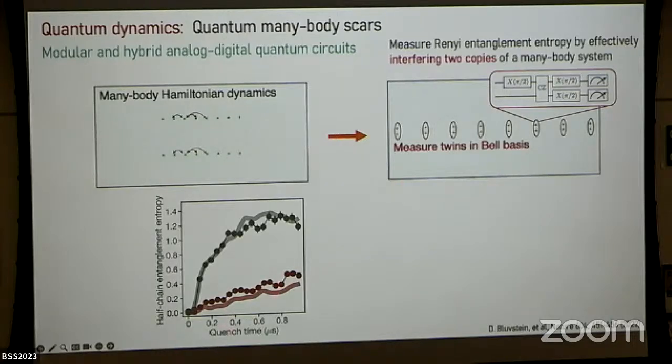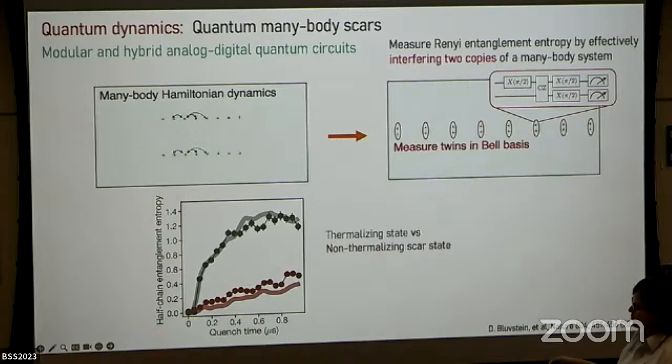Here you see the measurement. We can measure the Rényi entropy of half of the chain. Oh, sorry, these 2 are not labeled. This is for the Z2 state that has the many-body scars. And this is a trivial state where everything is the ground state, so it doesn't have the scars. And so you see the different behavior for the thermalizing state, where the entropy increases with time, versus the non-thermalizing behavior of the scar state.